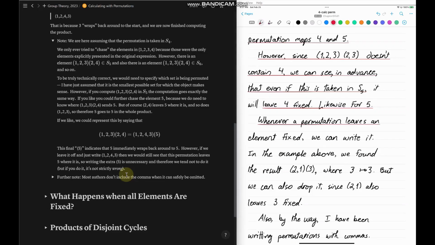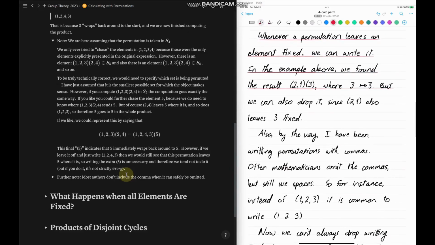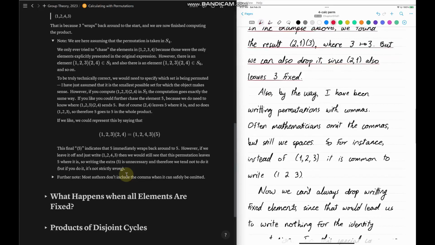Whenever a permutation leaves an element fixed, we can omit it. In the example above, we found the result (1 2 3) product (3), where 3 goes to 3. But we can also drop it since (2 1) also leaves 3 fixed.